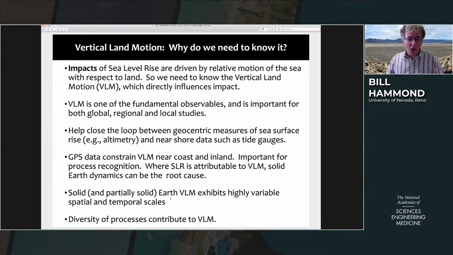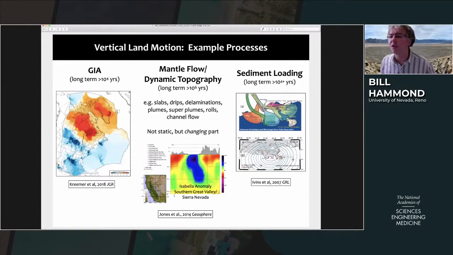So the solid and the partially solid earth vertical land motion exhibits highly variable spatial and temporal scales, from things that are virtually not changing over the time period of GPS observation, to things that are changing rather rapidly to seasonally. There's a diversity of processes that contribute to vertical land motion, and we're going to see a bit of those next. I think Manu is going to do this too, so it's good that we're both hammering on the message that GIA is not the only factor that contributes to vertical land motion of coastlines.